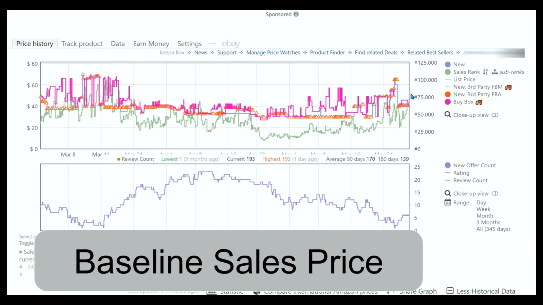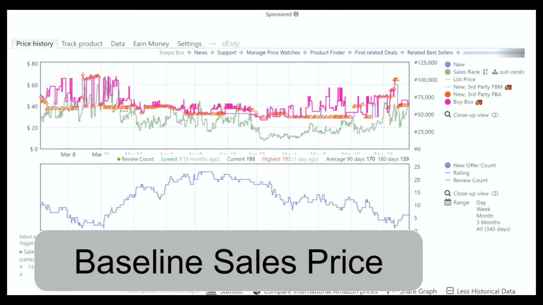The second thing I want to look at is the baseline for it. Just sort of eyeballing it, and we're not doing exact calculations, but the baseline for me looks like it's in the low to mid 30s. It was selling at about $29.99 for third-party FBA and buy box sometime in early May. It was selling at $33 in April, and 39 to low 40s in March.